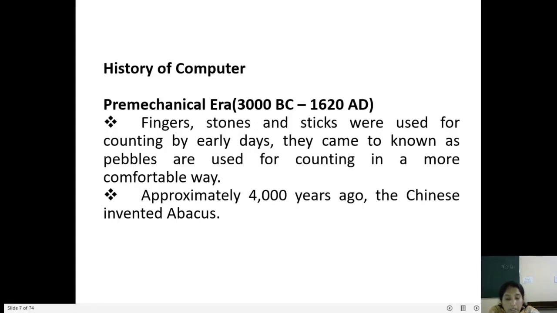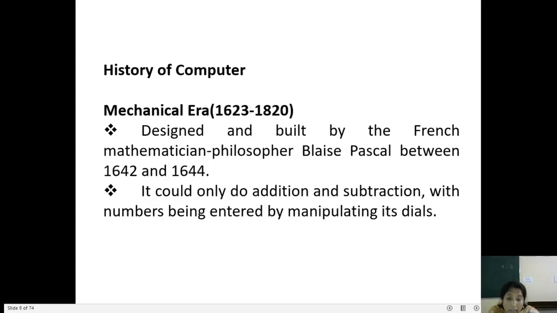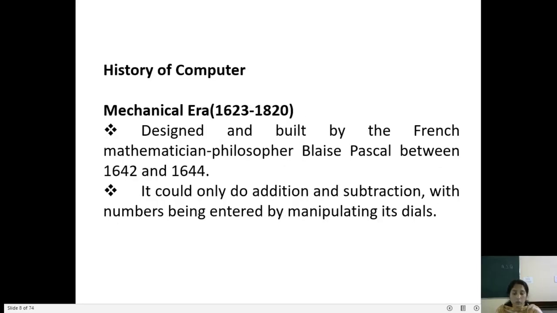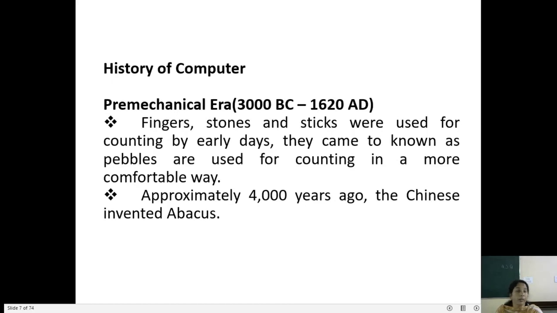At that time, the Chinese people, in order to improve the way of counting and to improve mathematics, introduced a machine called the abacus, which is used for addition as well as subtraction. Later on, many devices were introduced, such as Napier's bones, which are used for multiplication and division, and other devices in the pre-mechanical era.